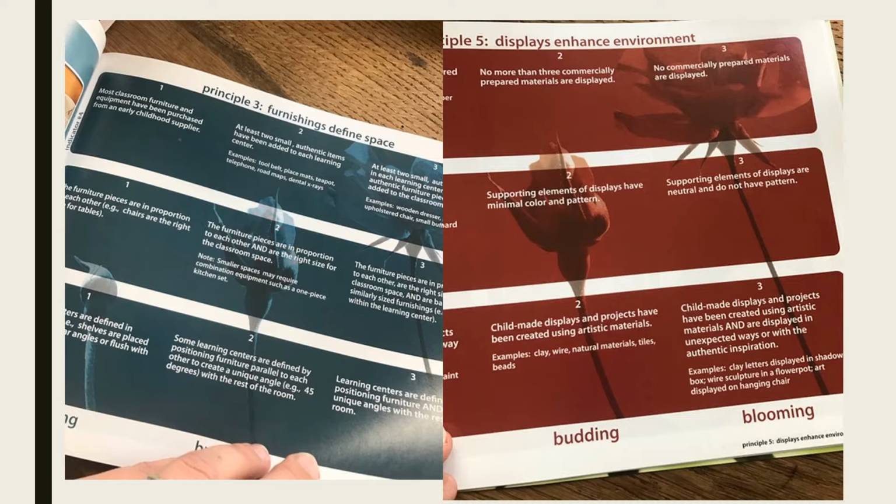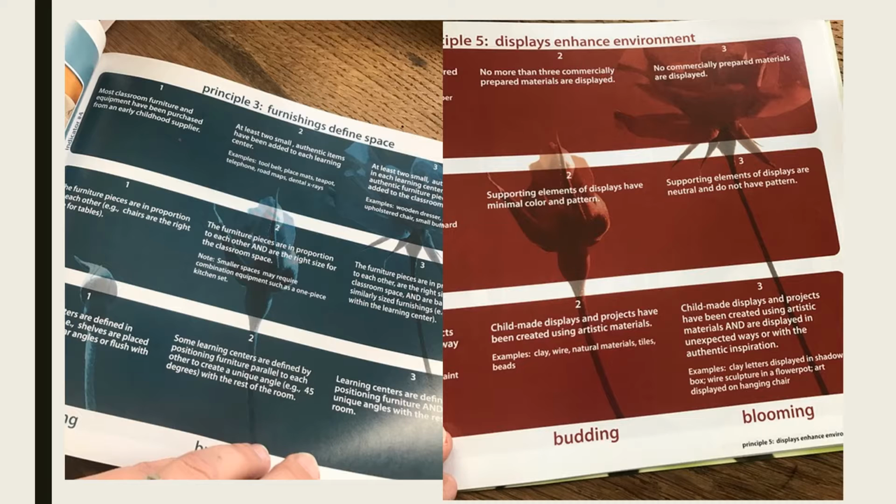And then at the highest level, of course, it's saying that most of the things in the classroom are real authentic items and pieces of true furniture. Like you could go to Goodwill and rack up and be at the high end on this tool. On the one that's in red, I wanted to look at 2, let me find it. No more than 3 commercially prepared materials are displayed. No commercially prepared materials are displayed.